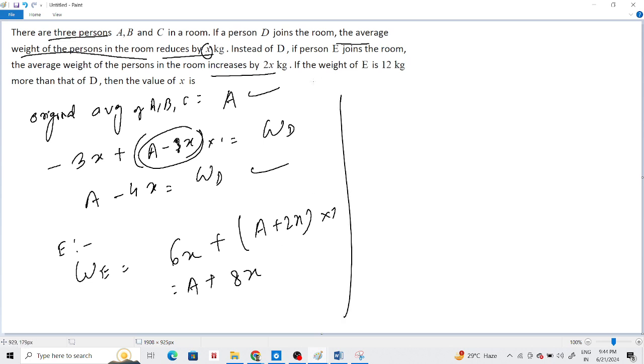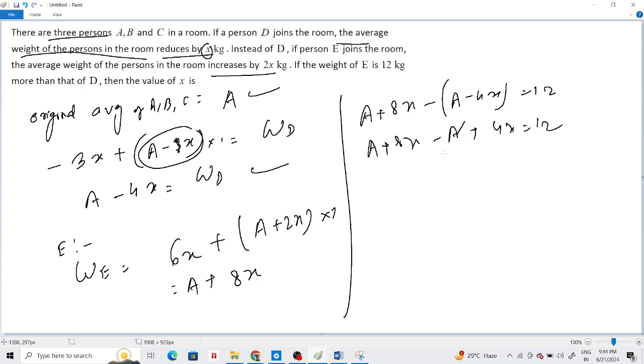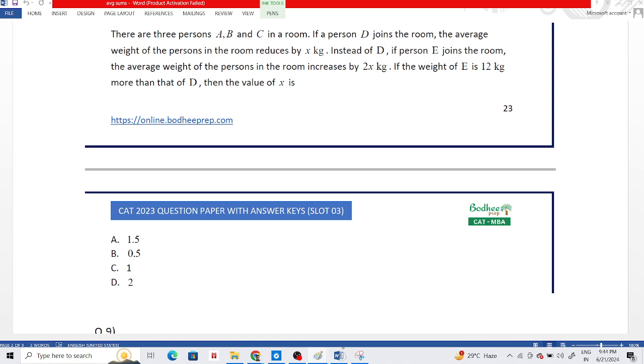Okay, now it is given that the weight of E is 12 kg more than that of D. That means A plus 8x minus A minus 4x, okay, is equal to 12. These two get cancelled out. 8 plus 4 is 12, so x equals 1. Find the value of x. So x equals 1. So the answer is C.